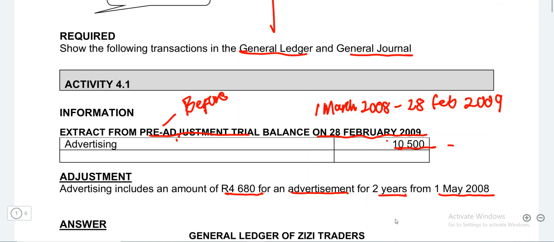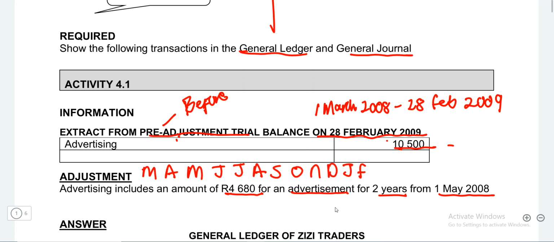So now, I normally advise learners that when you start with this adjustment, if you have not yet gotten used to doing this on your own, when you are given something like this, you draw a timeline. Remember, we are going to start in March 2008. So we have March, April, May, June, July, August, September, October, November, December, January, then February.